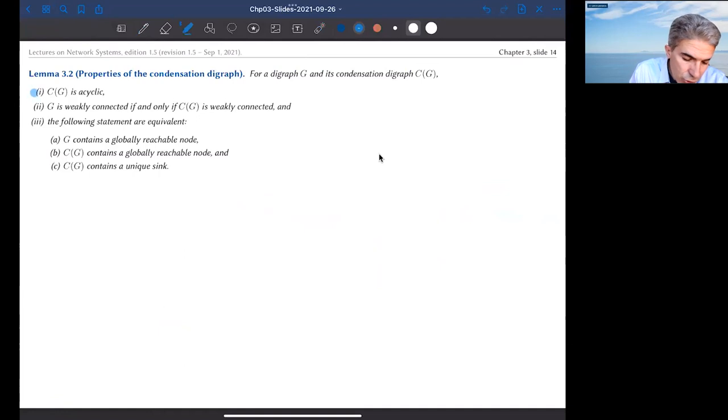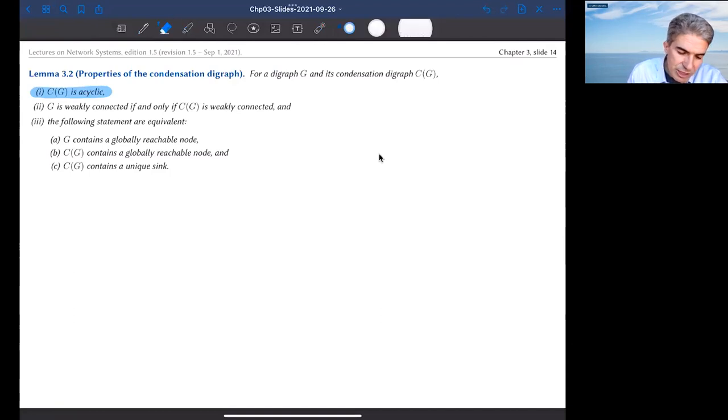One is, the condensation is acyclic. That's what I just said. And I actually just gave you an intuition for the proof. If you were to find a directed cycle, then your decomposition into the SCCs is necessarily wrong. So by contradiction, there can be no directed cycle.